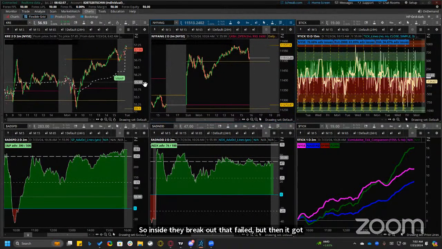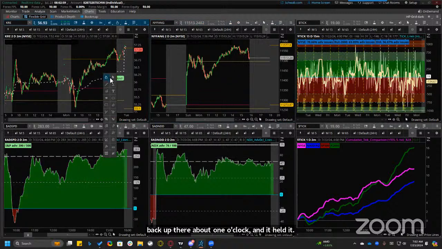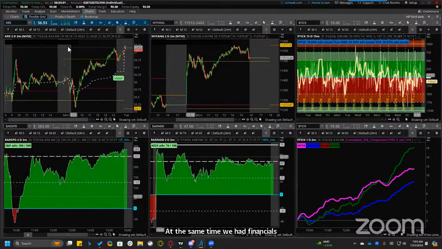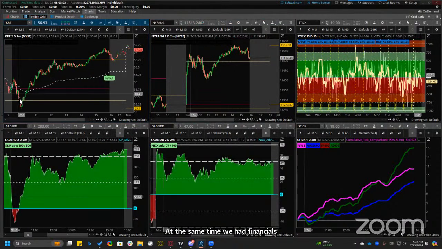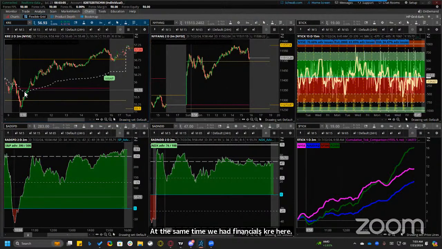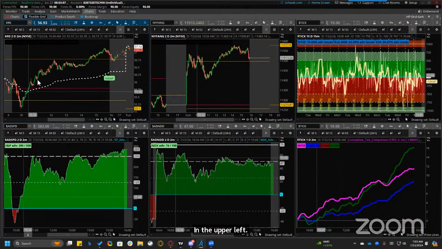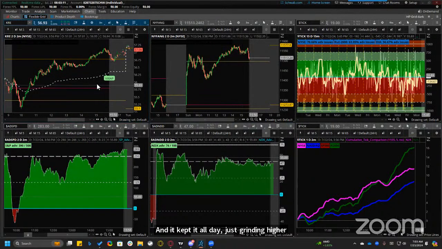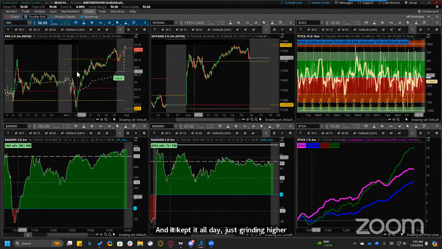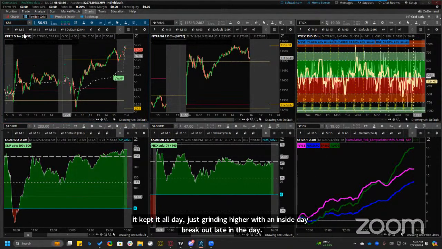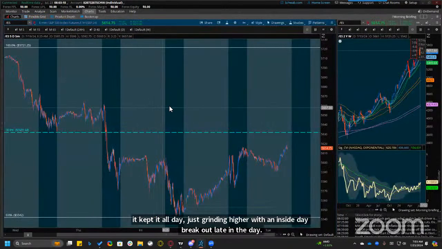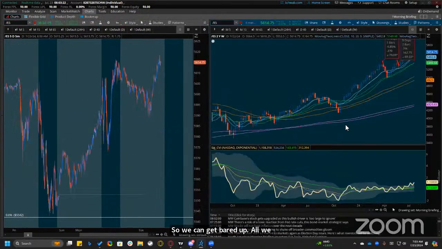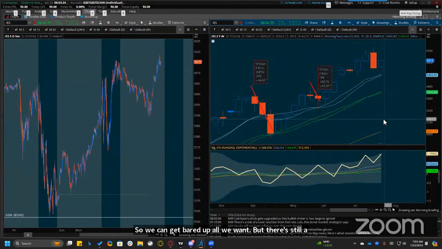At the same time, we had financials. This KRE here in the upper left. Financials got above their VWAP by, say, 10:30, and it kept it all day, just grinding higher with an inside day breakout late in the day. So we can get bearish all we want, but there's still a lot of bullish flows out there suggesting that you probably don't want to do that yet.